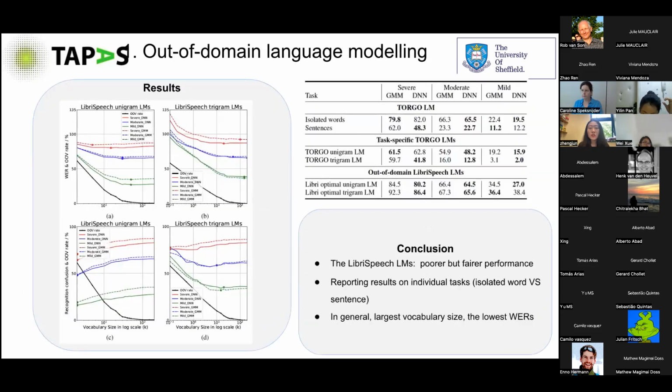So in conclusion, this work let us know that the LibriSpeech language model has power but fewer performance on this task, and by reporting the results on the individual tasks, we found that these tasks are different, and in general, the larger the vocabulary size, the lower the word error rate. And so this out-of-domain language model will be used in my subsequent work.